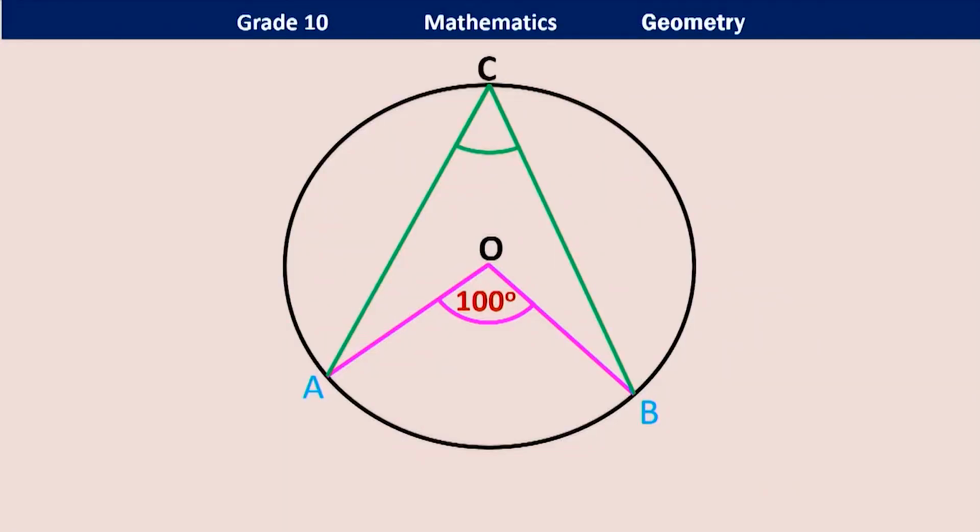Right. According to the theorem we have learned, the magnitude of the angle subtended by the same arc at the remaining part of the circle should be half of the angle subtended by the arc at the center of the circle. Therefore, this should be half of 100 degrees. That means it is 50 degrees.